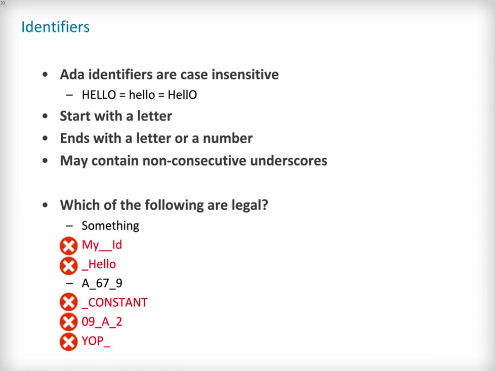There are only two identifiers that are legal here, Something and A679. My__ID is not, because it has two consecutive underscores. _Hello starts with an underscore. The only thing that can start an identifier in Ada is a letter, which is why Constant is refused, as well as O9A2. Yup_ is illegal here because it finishes with an underscore instead of a number or a letter.